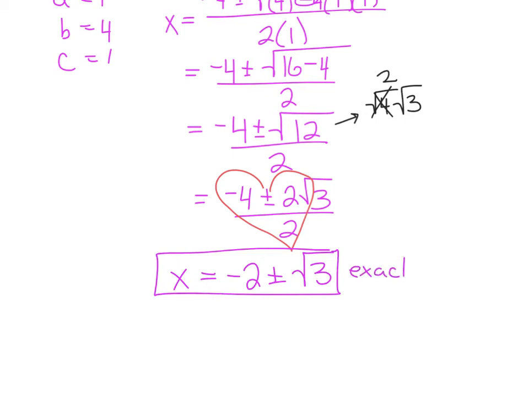And now the approximate answers I have to get using my calculator. On my calculator, I would do negative 2 plus the square root of 3, see what I get. Negative 2 minus the square root of 3, see what I get. My two answers are negative 0.27 and negative 3.73.